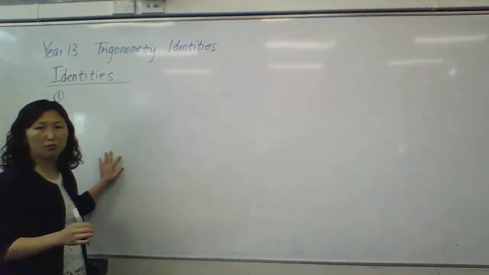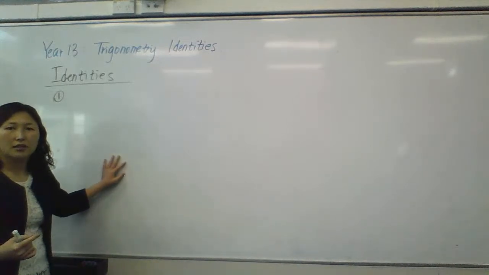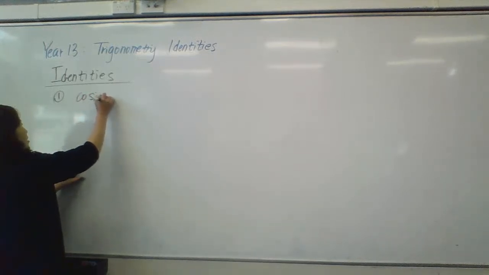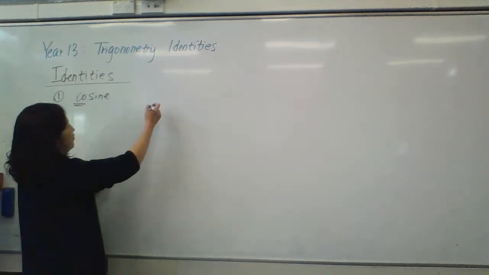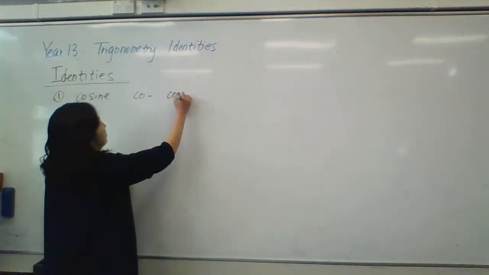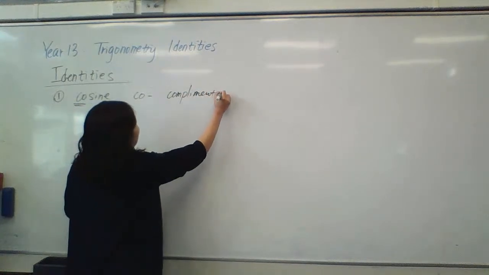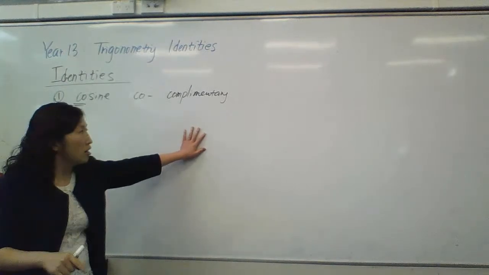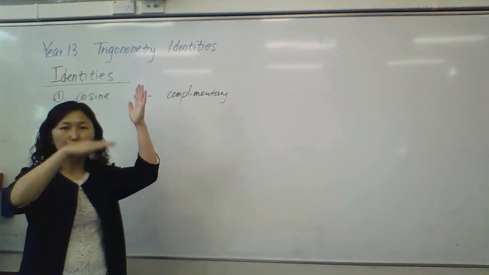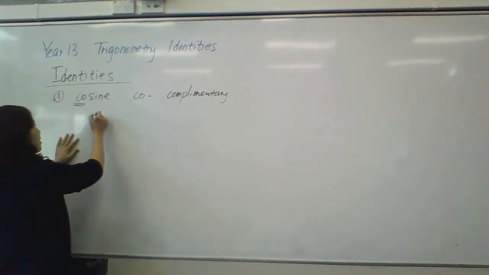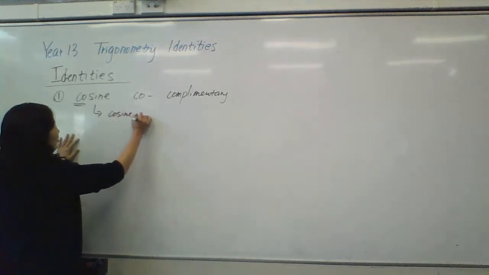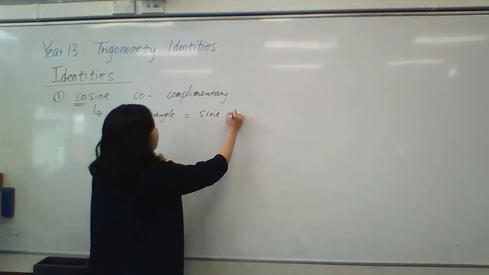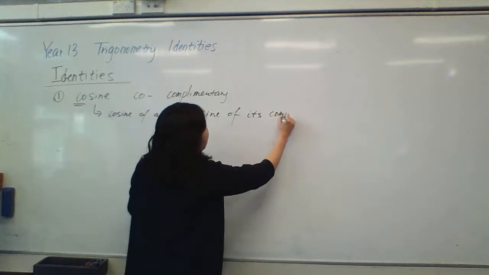Now, the first one is probably, during the lesson time, I did ask my students, what is the meaning of cosine? Now, this co is a prefix, and what that means is actually complementary. Okay, I'm not sure whether you actually remember the complementary angle that you learned when you're in year 9. Complementary angles means those two angles add up to 90 degrees. So the cosine of an angle is actually equivalent to the sine of its complementary angle.